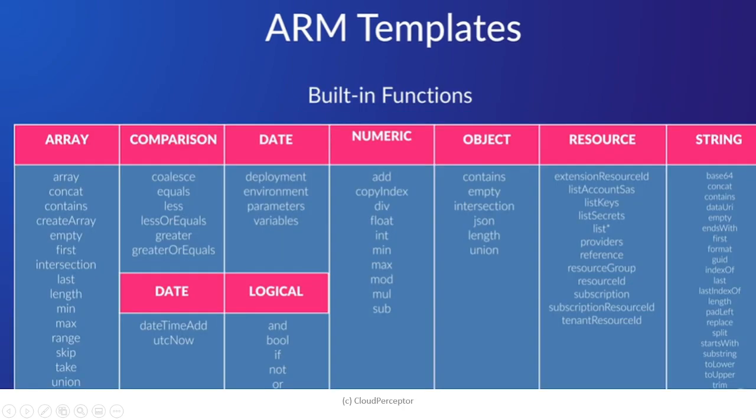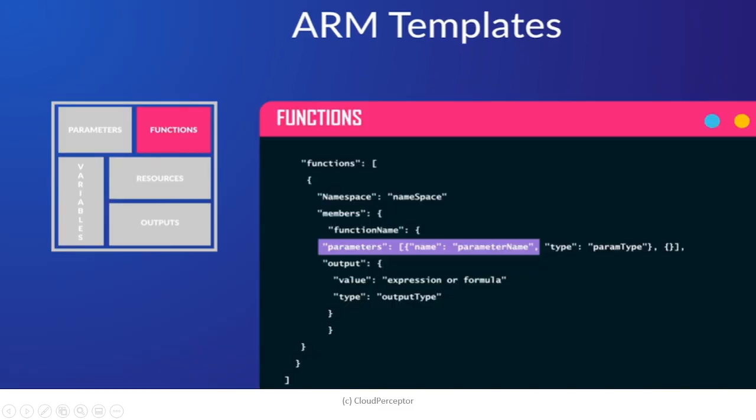These are some of the built-in functions, as I told you. Functions are similar to Excel functions, like the formulas that you use. These are array, comparison, date, numeric, object, resource, and string. A huge range of functions are available that you can use. The functions JSON looks something like this. Inside it there is a namespace and the members: function name, parameters, output, value, and type.